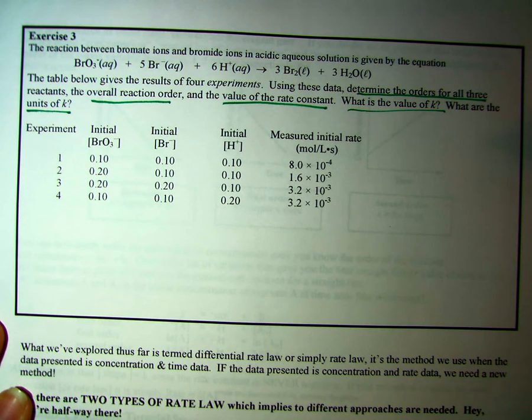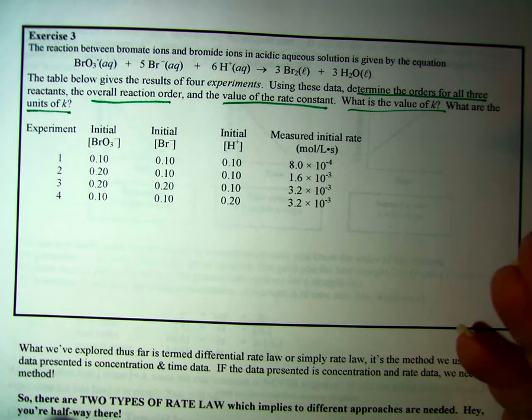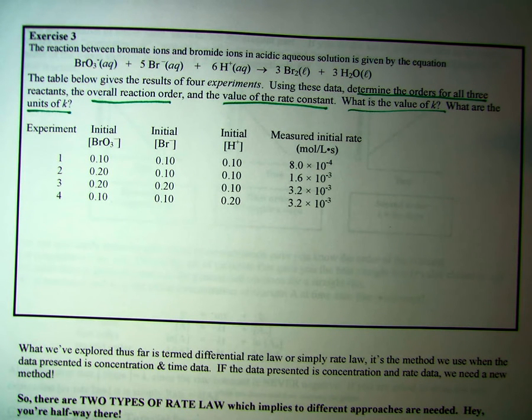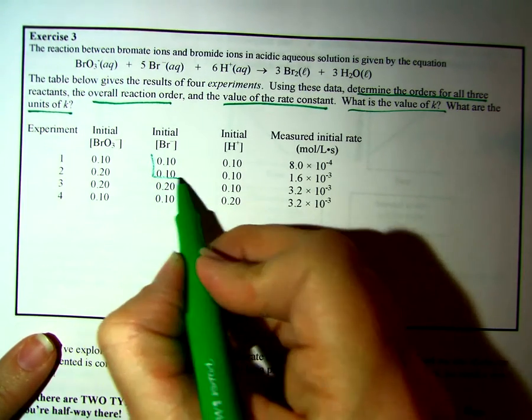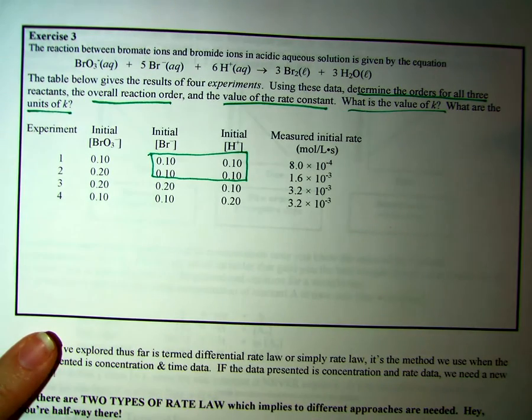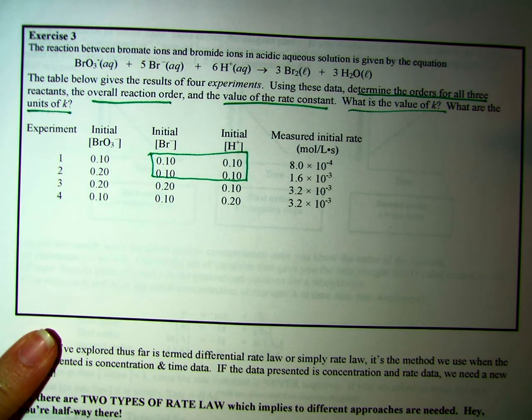All right, first thing you got to do, find 2 that are held constant. You've got 3 different ones here. So you've just got to find 2 of the concentrations that are held constant while another one changes. And this jumps out to me right here. If I look at the first 2 experiments, for bromine and hydrogen, those are held constant.